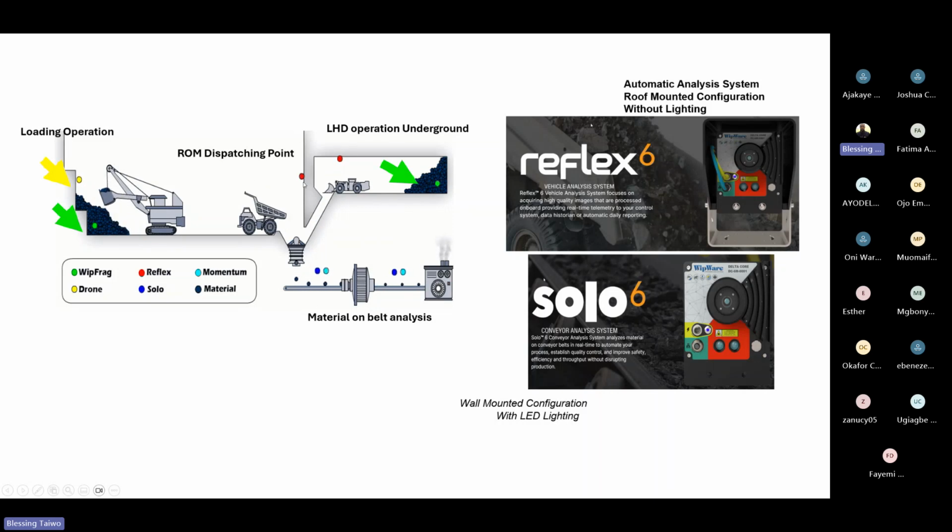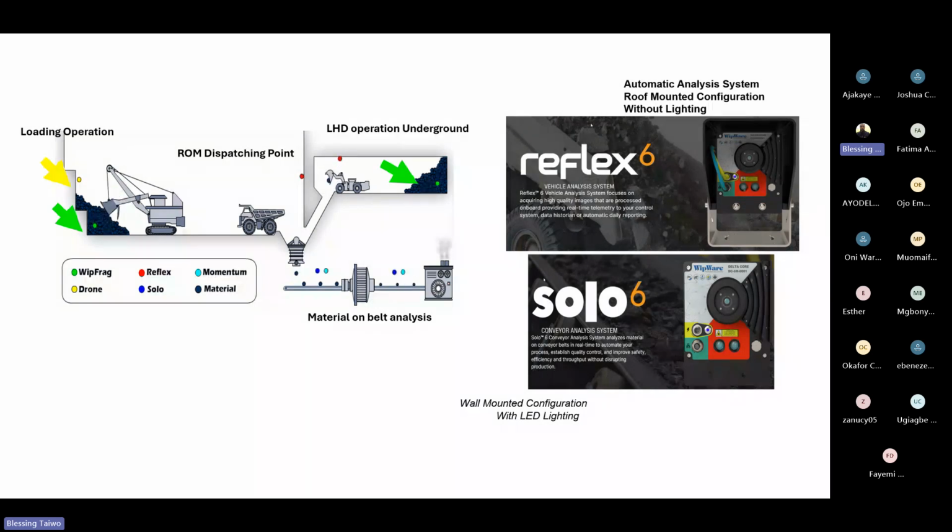The red dot you are seeing there is a position where one of our systems fits in, which is the Reflex 6. As the truck is doing the tipping, the Reflex 6 is capable of taking the picture from beginning till the end and doing a real-time analysis. Every material phase that is coming out of the bucket is being captured, analyzed, and you are getting the results in your office without doing any work. You don't need to go there, put scaling objects and the like.